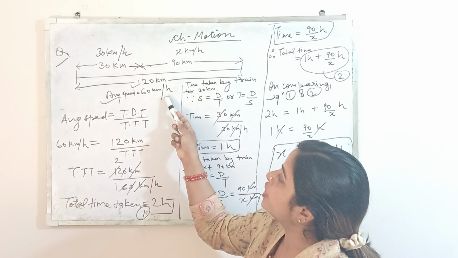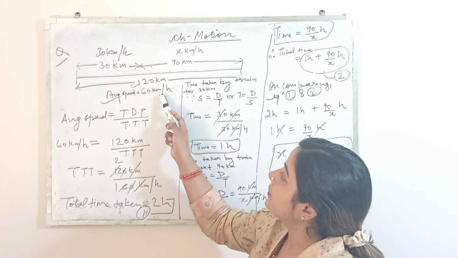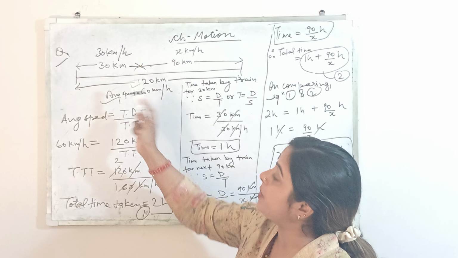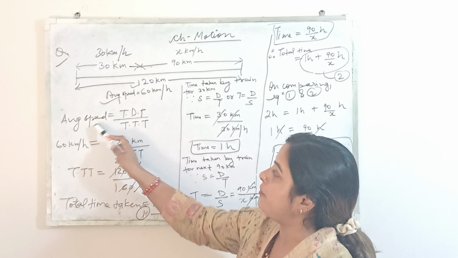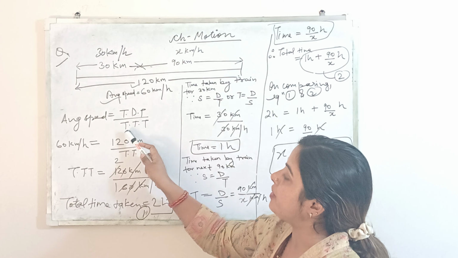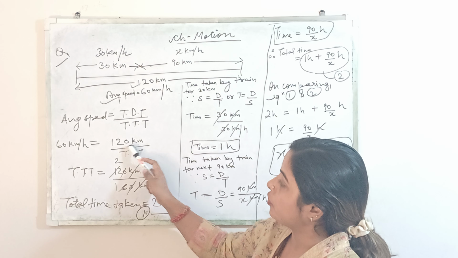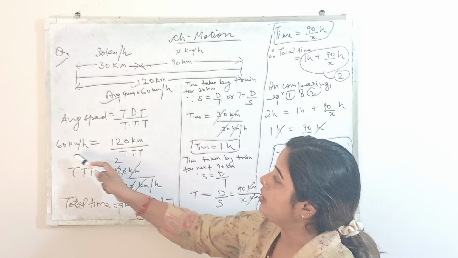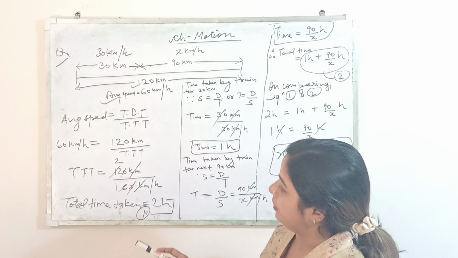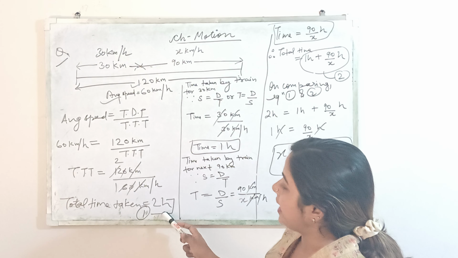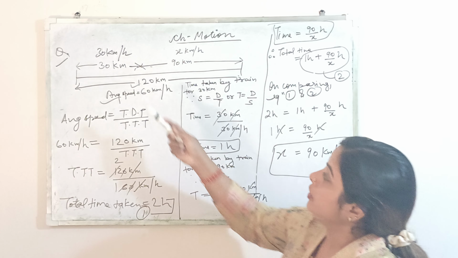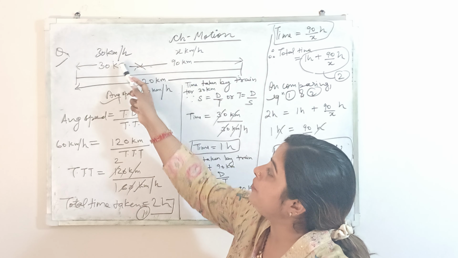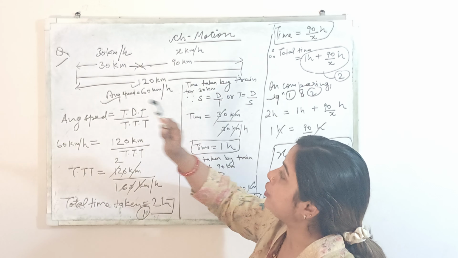So first of all, we will find the things which are directly given in the question. Average speed is given, and total distance traveled by the train is given. So can we calculate total time? Yes. Average speed is equal to total distance traveled upon total time taken. Total distance traveled is 120 kilometer, average speed is 60 kilometer per hour. So on calculating, we got total time as 2 hours. Now calculating time individually for 30 kilometer and 90 kilometer.